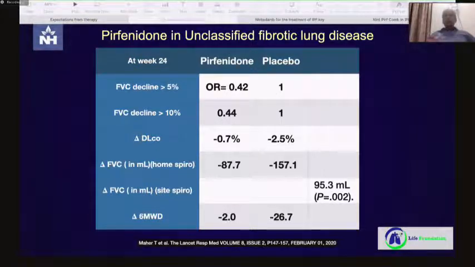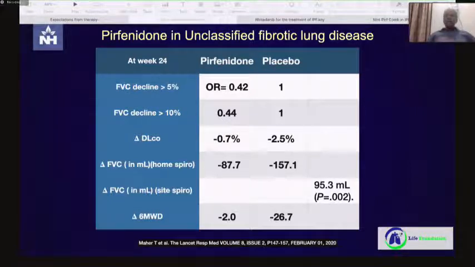The DLCO came down by about 0.7% as compared to the placebo, where it had declined by 2.5%. In this study, they looked at both home spirometry, which strangely was the primary endpoint, but they also did on-site spirometry. And unfortunately, there was a lot of variability. I have not put the standard deviations here, but there was a lot of variability, which is why it did not meet the primary endpoint, which I think was a bit ambitious, the home spirometry.